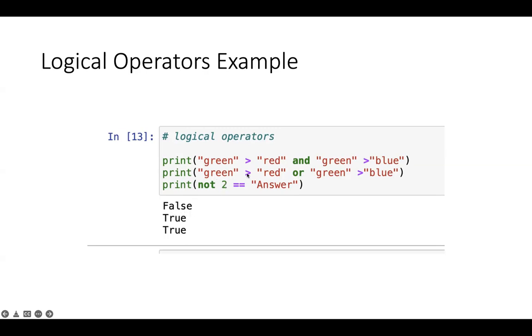Print green is greater than red, or green is greater than blue. So in this case, one of the expressions should be true to have a true result. Print not 2 is equal to answer. So not inverts the result. If it's true, it returns false. If it's false, it returns true.